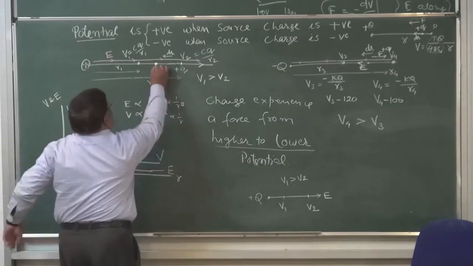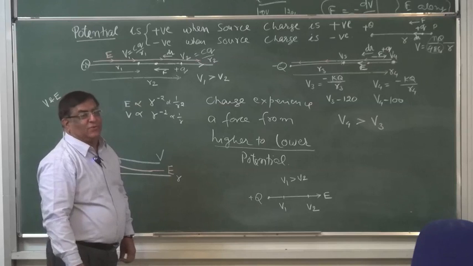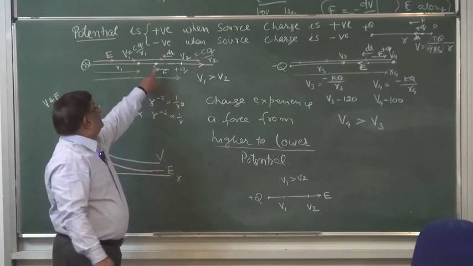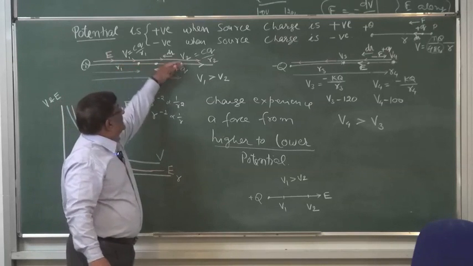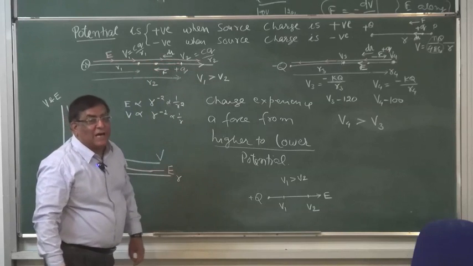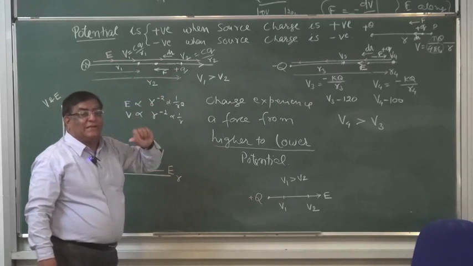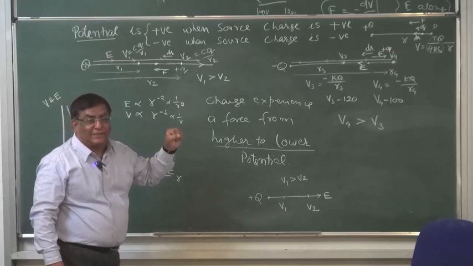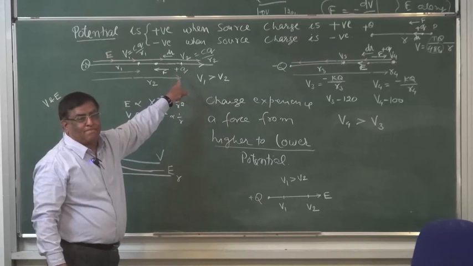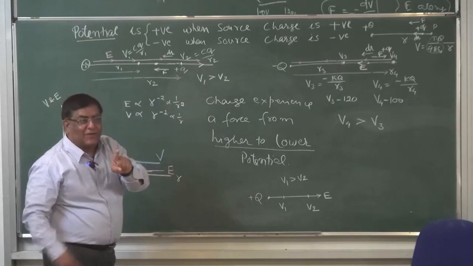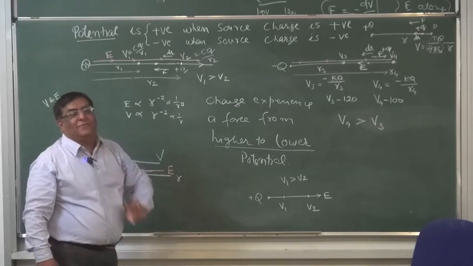Okay. Now I stand here. Tell me, in which direction is V increasing, towards left or towards right? Potential is increasing here or here? Which is higher, V1 or V2? V1 is high, V2 is low. So what is the increasing direction of V? Left or right? Left. What is the direction of E? Right.